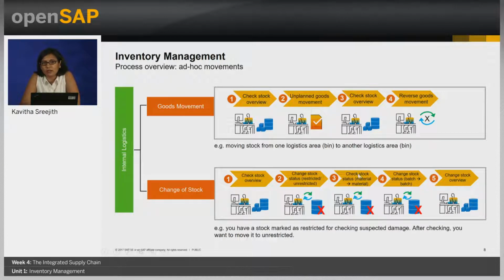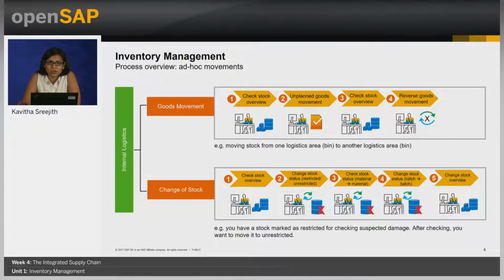Goods movement is helpful when you would like to move the stock from one logistic area, also known as bin, to another logistic area. Say for example, under a site you have multiple logistics areas and you would like to rearrange your products in them. Then goods movement could be an option.